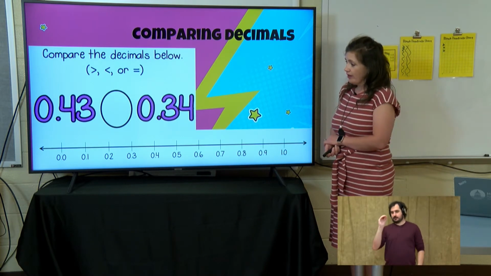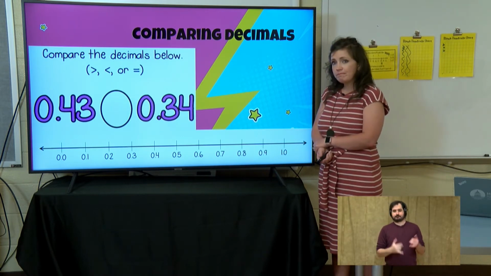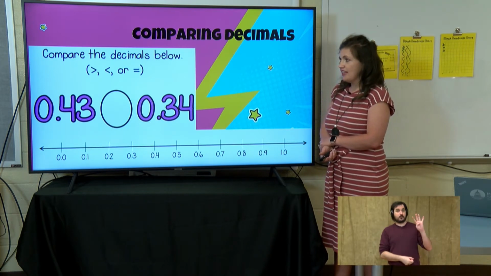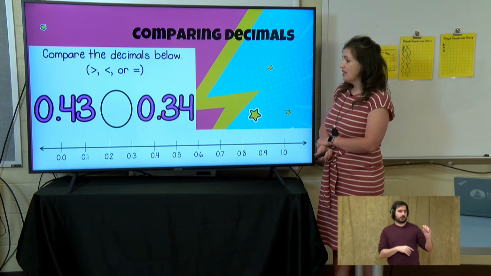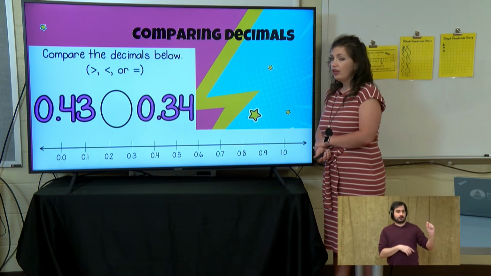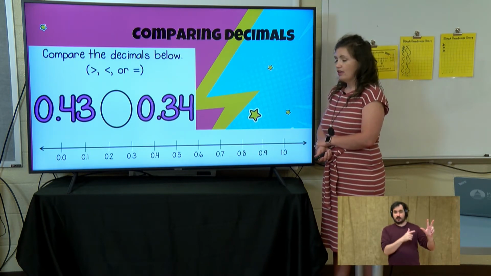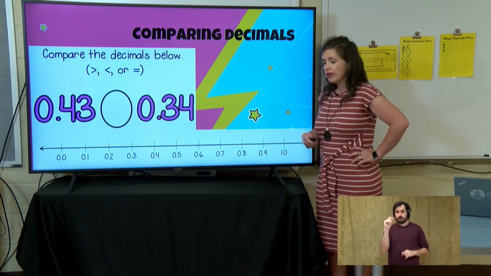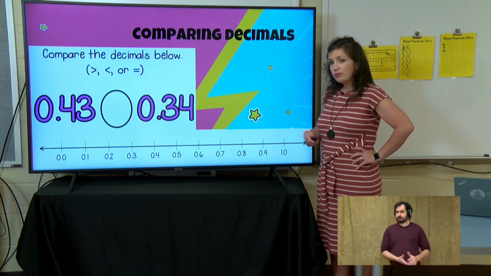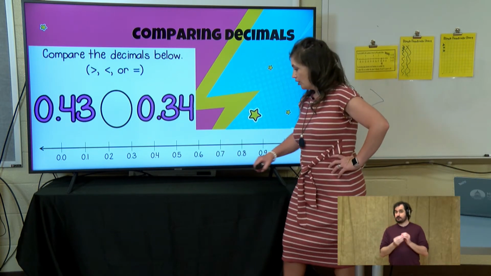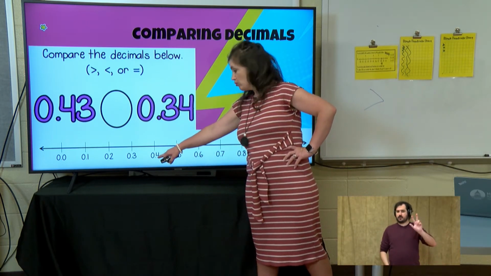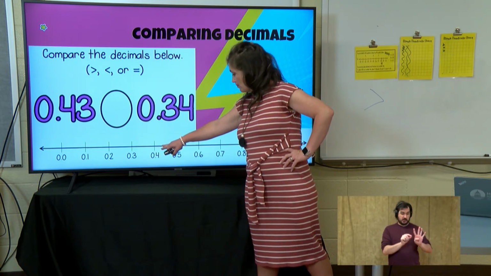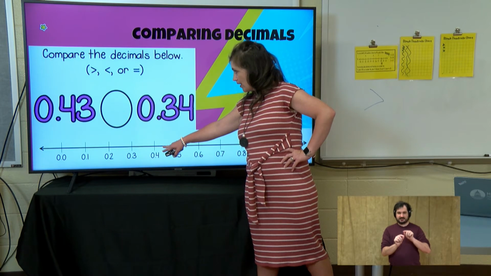Let's look at this one. Can you say the decimals for me? 43/100ths. Is it greater than, less than, or equal to 34/100ths? Well, let's find them on the number line. All right, start with 43/100ths. Do you know where it goes? Well, we know it's going to go past the 4/10. It's going to go 3 little spaces, jumps right past the 4/10, about right here.